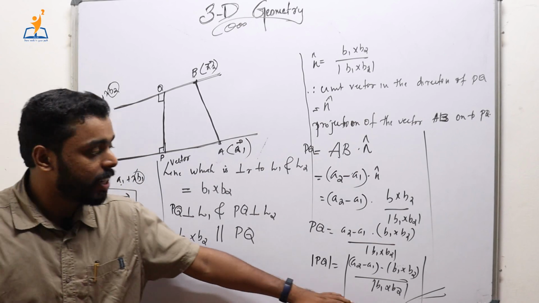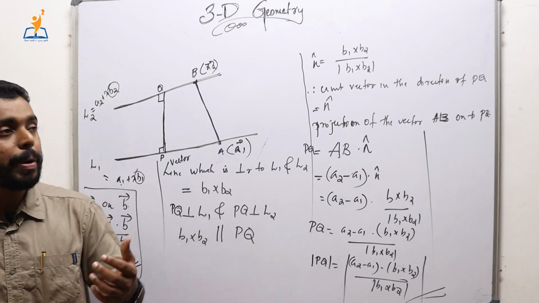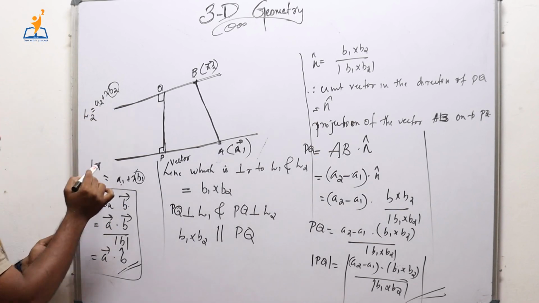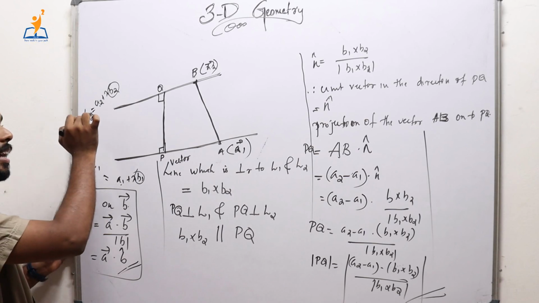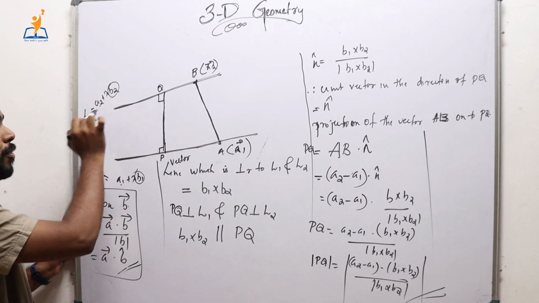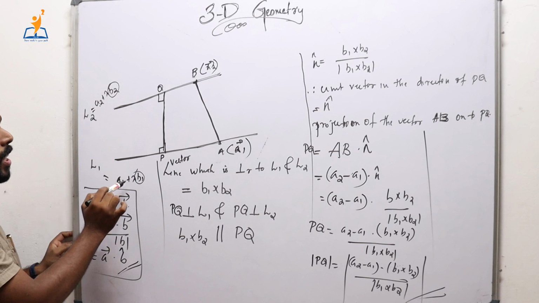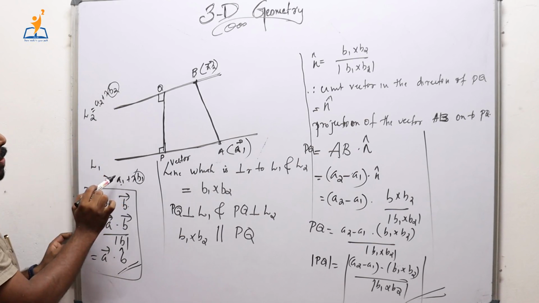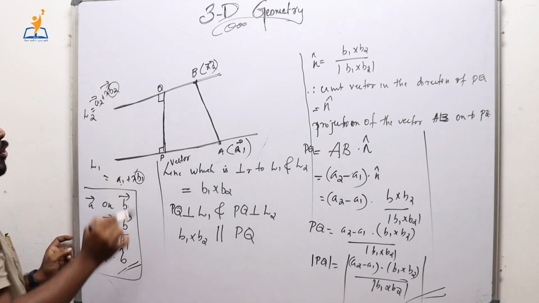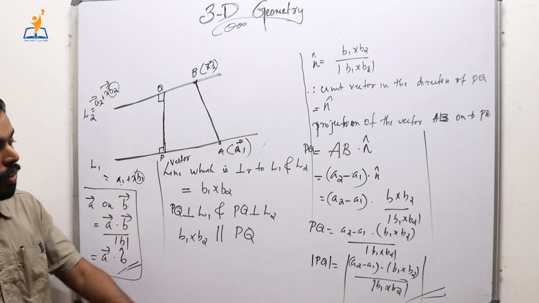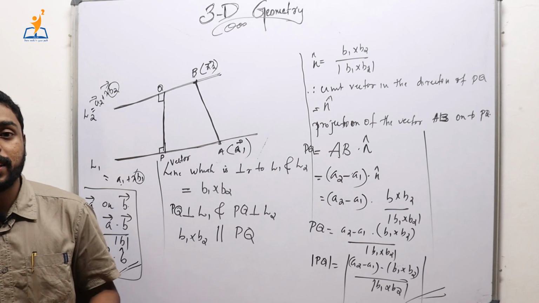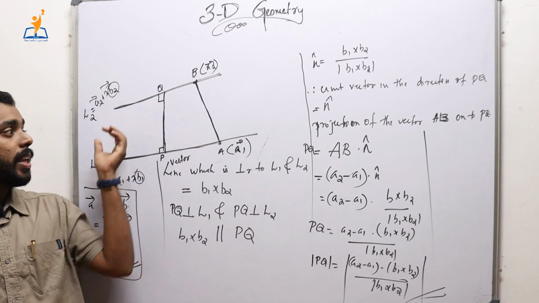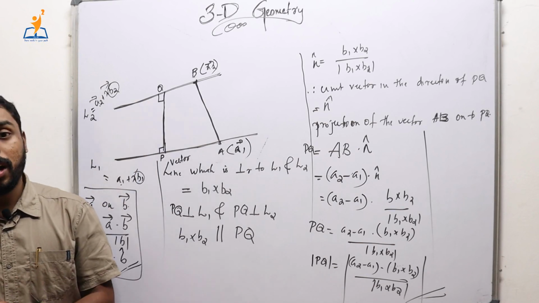Now this is the vector equation. Now we shall derive what happens if the equations of the lines are given in the Cartesian form. Here we are given the lines in the vector form, right? A1 plus lambda B1 and A2 plus lambda B2 are the vector equations of lines L1 and L2. So we have arrived at this equation. Now we can check what the equation is when the respective lines are given in the Cartesian form.